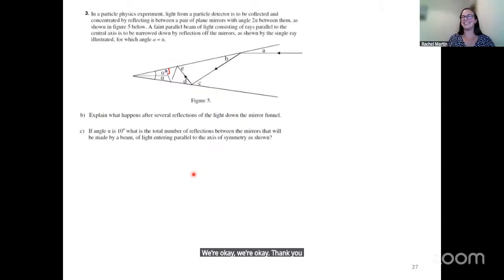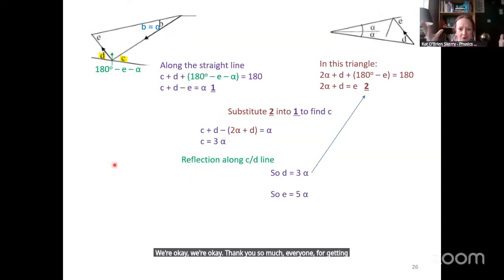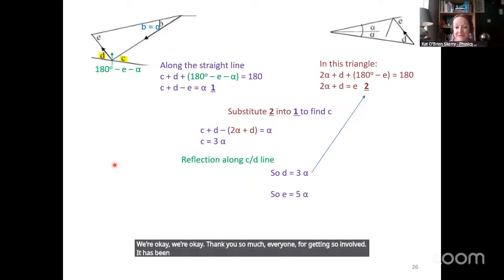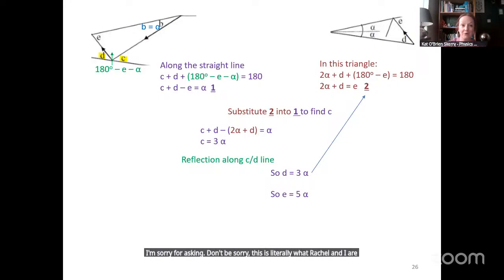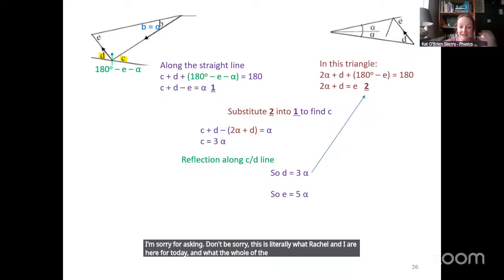Thank you so much, everyone, for getting so involved. It has been an absolute pleasure. And can I just say, a few of you, every time you pop something into our chat or into a question, say, I'm sorry for asking. Don't be sorry. This is literally what Rachel and I are here for today and what the whole of the Oxford Physics team is here for. We are here to support you in this journey of developing your problem solving skills. And we're so happy to be on this with you.